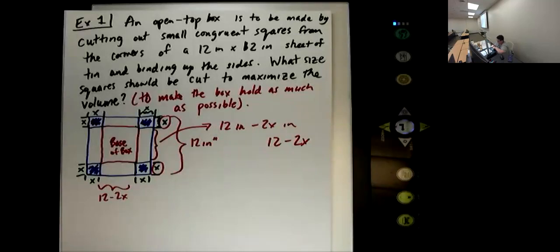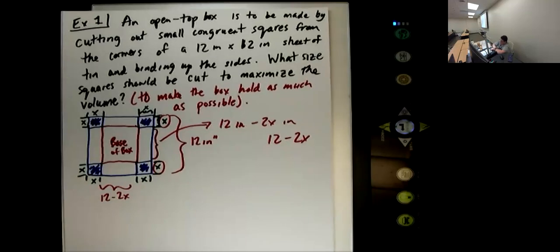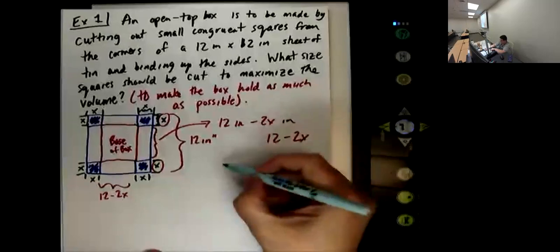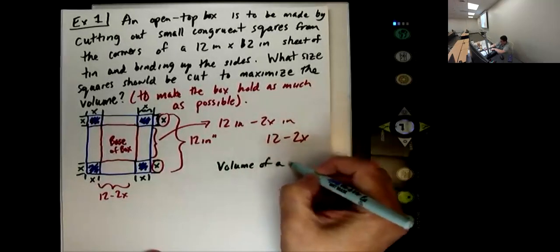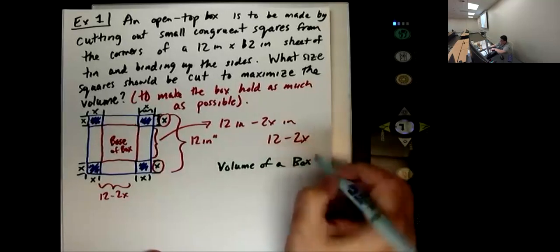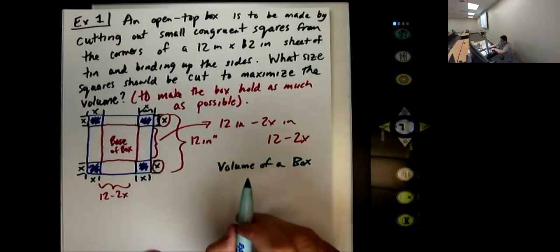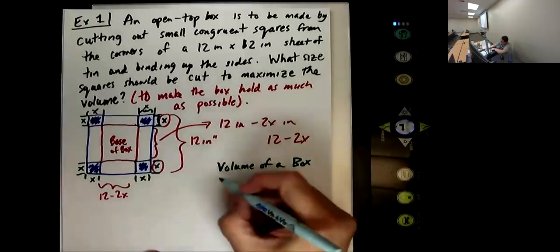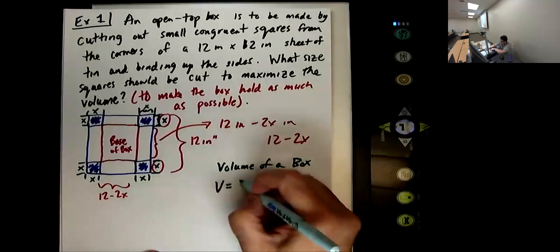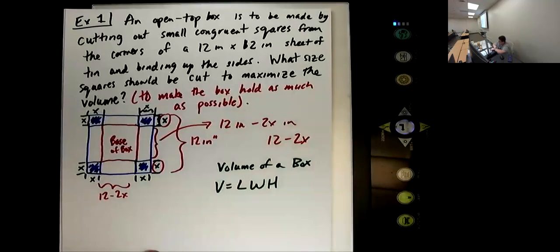All right, we're making some progress. We've identified what we're looking at. We've drawn a picture, we've labeled everything. What's the equation for the volume of a box? Yeah, V equals LWH, length times width times height.